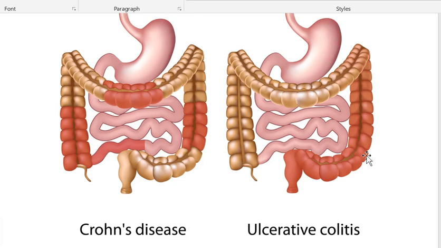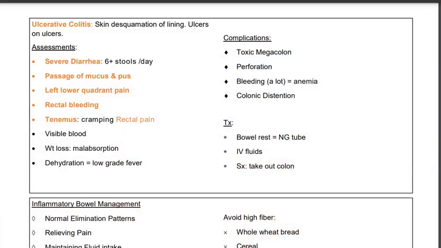It's called toxic megacolon because at that point, when this whole tissue balloons out, the bacteria that's in the colon can now transfer through the tissue out into the peritoneal cavity. Now we've got a big problem, and it's called toxic megacolon. Okay, so just know what that is.